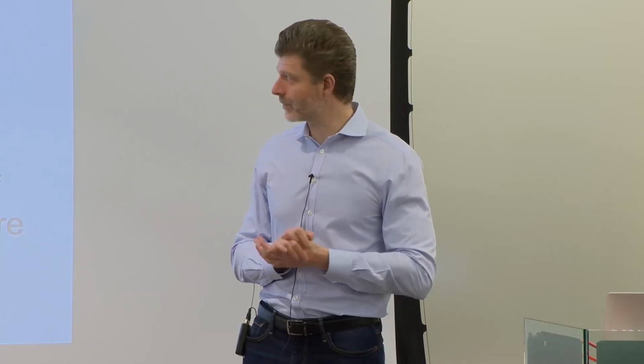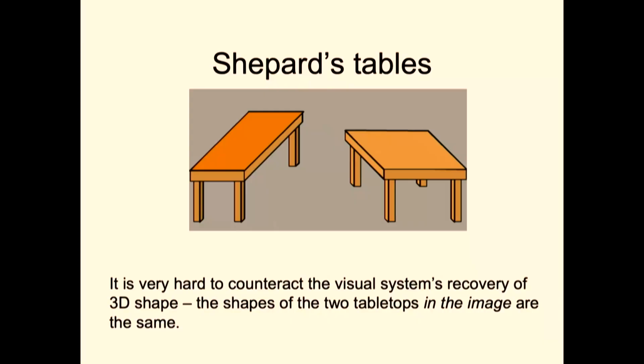Okay. Another point I want you to take away from this is that we see in 3D. What you perceive is your inference of the three-dimensional structure of the world, derived from these two-dimensional retinal inputs, and it's very difficult for you to counteract the visual system's recovery of 3D shape. This is a classic demonstration constructed by Roger Shepard, a cognitive psychologist who was also an amateur artist, and he published a book of these illusions that he came up with. This is probably the most famous.